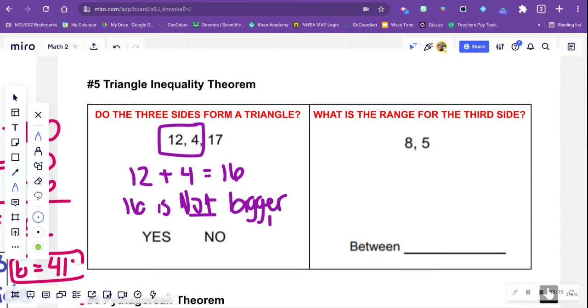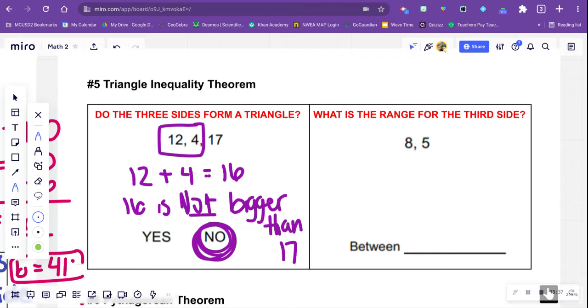It's not bigger than 17. So that means no, this is not a triangle. I cannot make a triangle out of those 3 lengths. So all you got to do, add the 2 smallest numbers. If it's bigger, then it's a triangle. If it's not, then it's not a triangle.